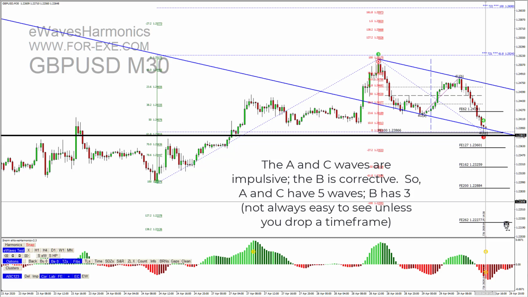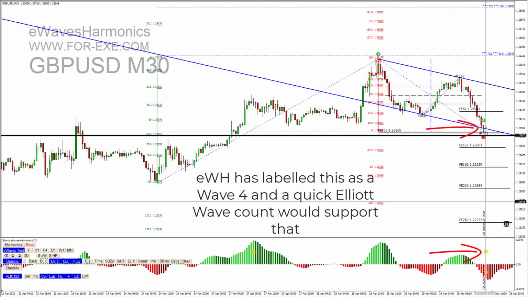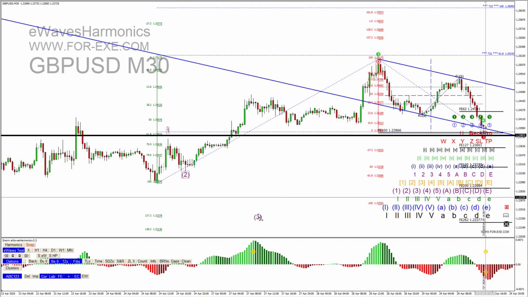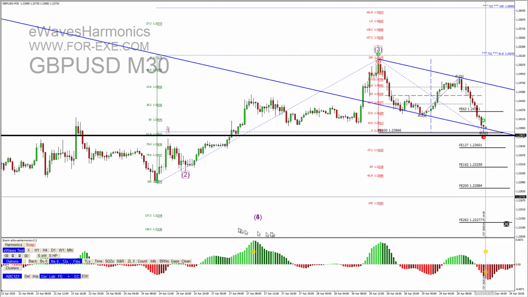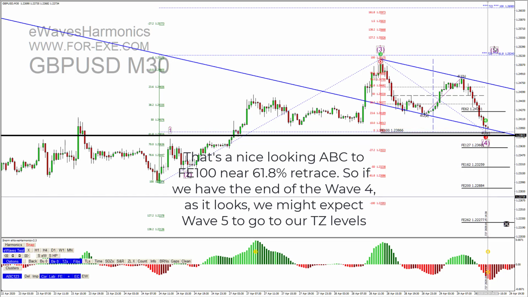eWaves Harmonics has labelled this as a wave 4, and a quick Elliott wave count would support that. We use the wave labeler to quickly do that. 1 there, looks good. 2 down there. Put the 3 all the way at the top, and the 4 where eWaves Harmonics shows it as being a 4, the green 4 there, that's the 4 up. That's a nice looking ABC to Fibonacci expansion 100 near the 61.8% retrace.